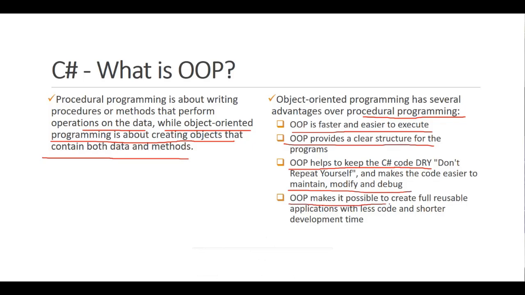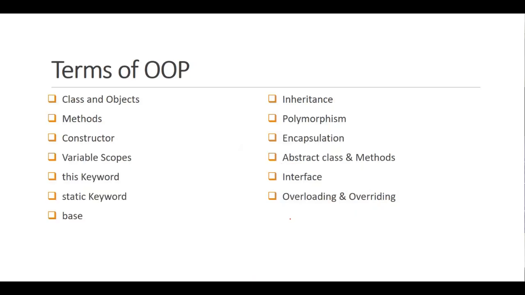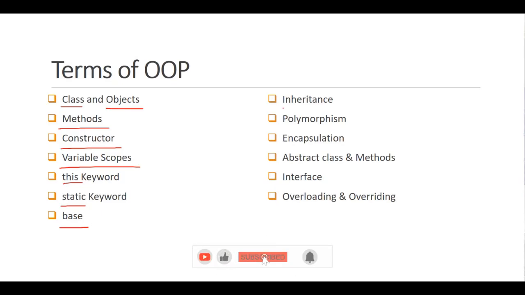OOP also makes it possible to create fully reusable applications with less code and shorter development time, which is another important advantage over procedural programming. The important terms and keywords in object-oriented programming are class and objects, methods, the constructor, variable scopes, the this keyword, and the static keyword. The term base is super class in Java. Super in Java is base in C#, and it is the parent class. For example, the parent class will be the base class for us.